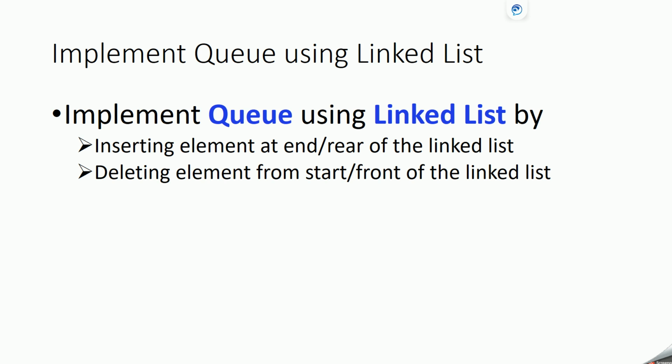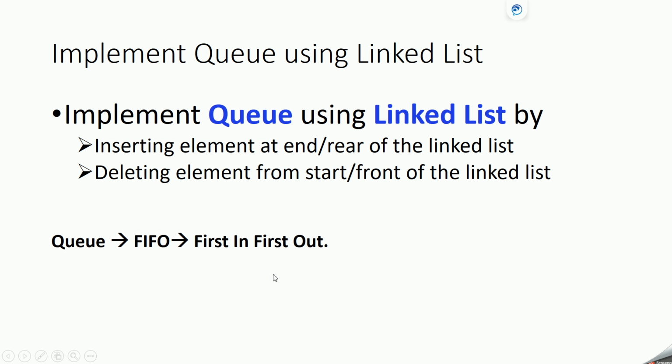In my previous video, we saw how we can implement queue using linked list by adding an element at the start of the linked list and deleting the element from the end of a linked list. But in this video, we are going to learn to implement queue using linked list by adding an element at the end of a linked list and deleting the element from the start of a linked list.